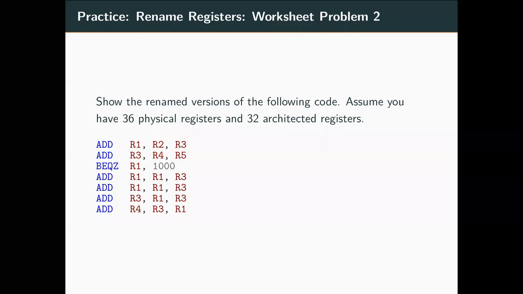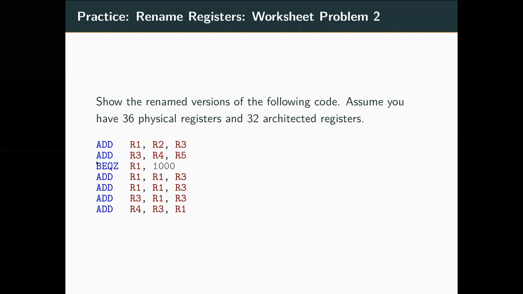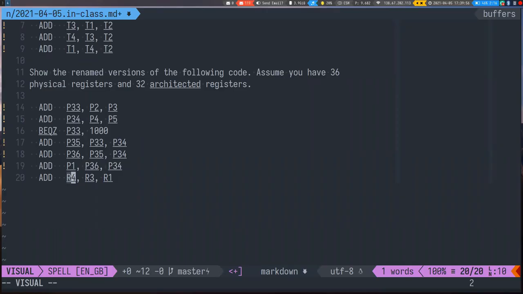Since R3 was mapped to P3, and then we overrode what R3 is mapped to, we can use P3 for this one. We can't use P2 because that mapping hasn't been moved. That would be really bad if we had mapped R4 also to the same physical register. Aliasing on the register level is very bad. So P3, and then we just overrode R3. That's now P1.